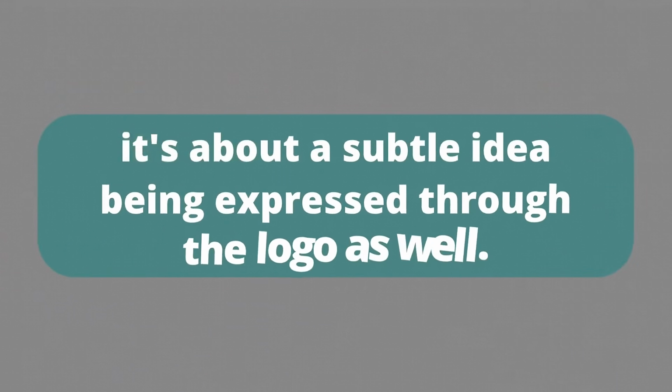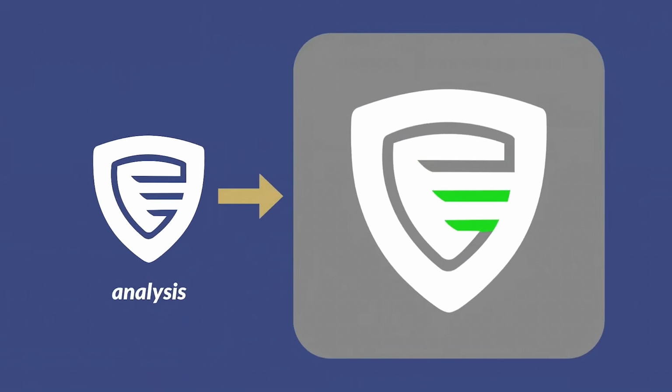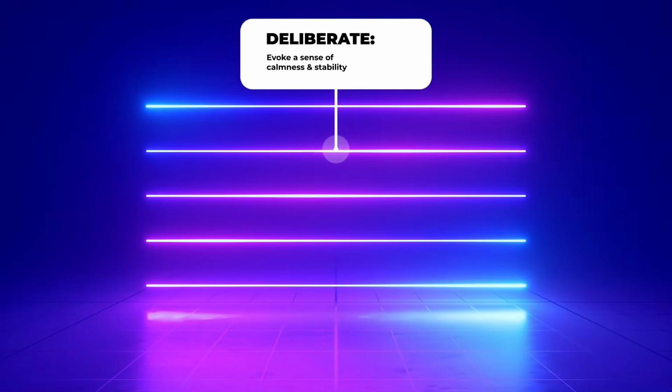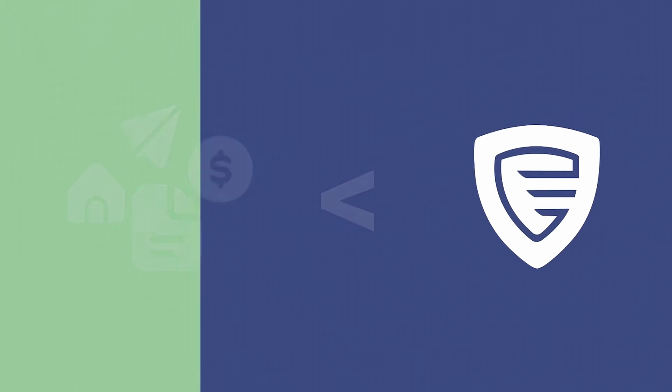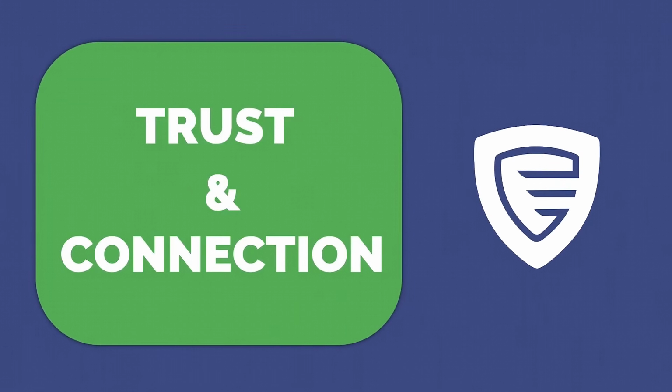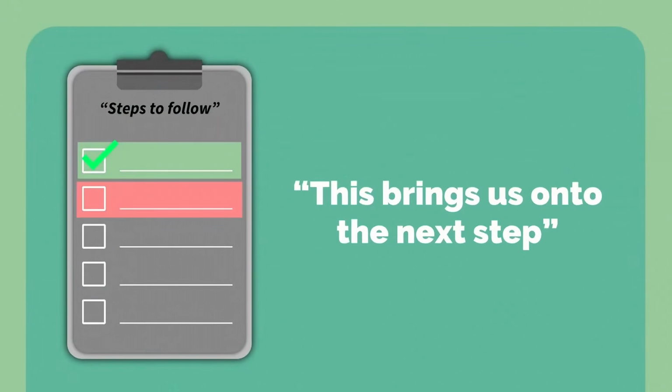But it's not just about symbolism. It's about a subtle idea being expressed through the logo as well. Those horizontal lines that you can see on the logo, they're not just aesthetic choices. They're deliberate design elements meant to evoke a sense of calmness and stability. It's shape psychology. The empathy-driven approach distinguishes a mere logo from a powerful brand symbol, fostering trust and a connection amidst uncertainty. Understanding the needs and the emotions of both audience and client isn't just design. It's the key to building a connection with the client and the audience through every single pixel. This brings us on to the next step.